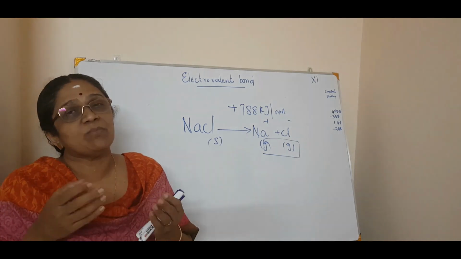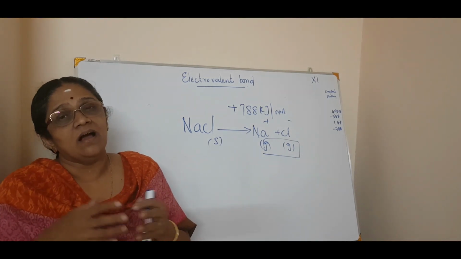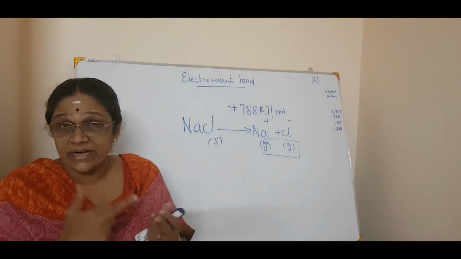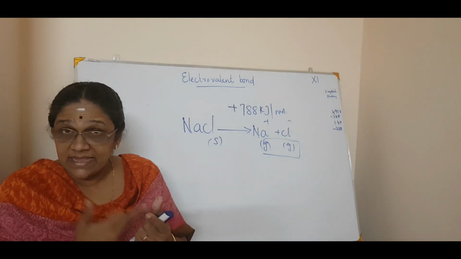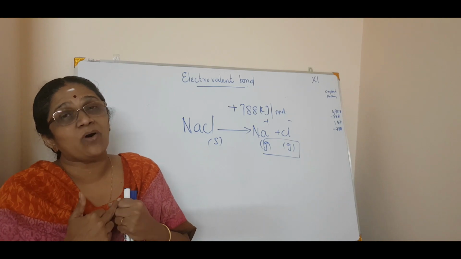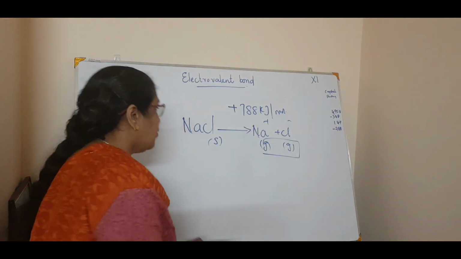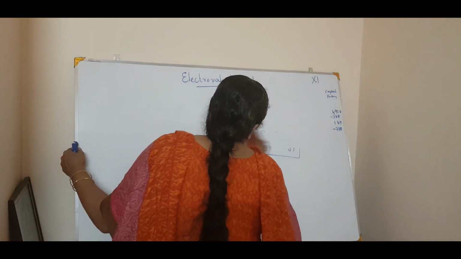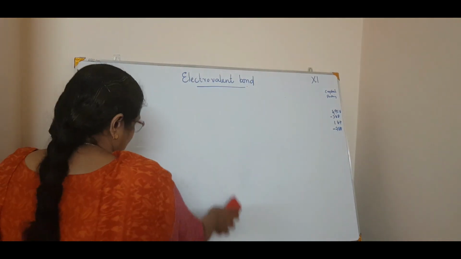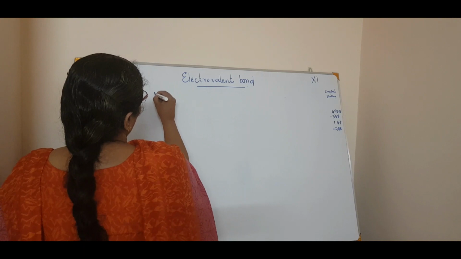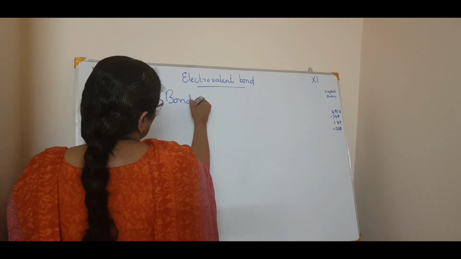So, now we will see some of the bond parameters like bond length, then bond angle, then bond enthalpy, and the last one is bond order. Okay, so we will see them one by one. It is very easy, you know. Okay, we will start with the first. That is the bond parameters. First is what? Bond length.